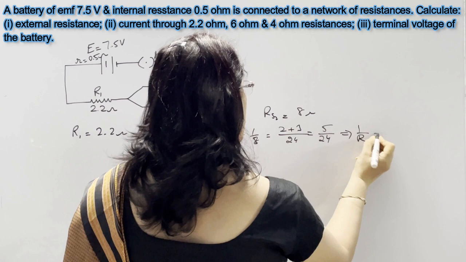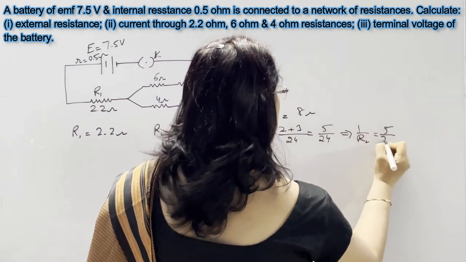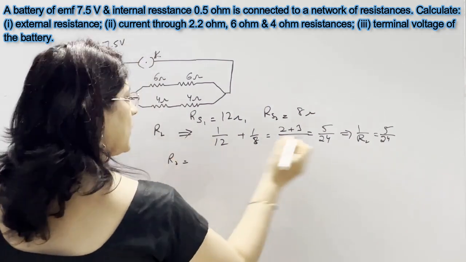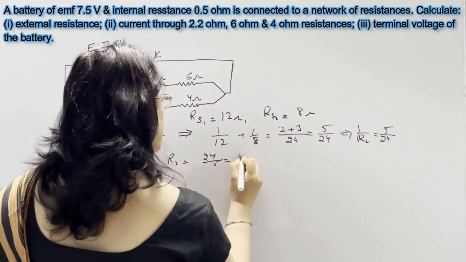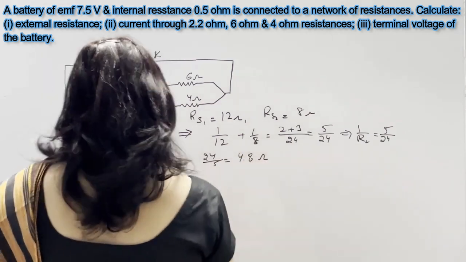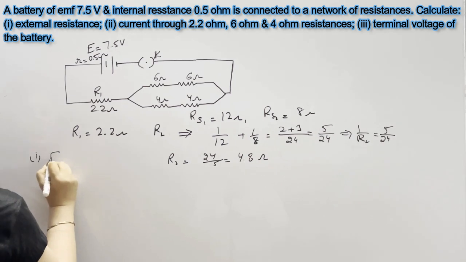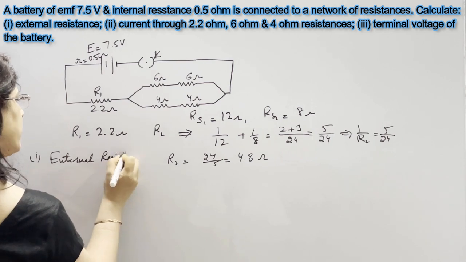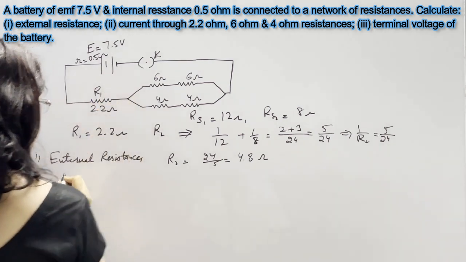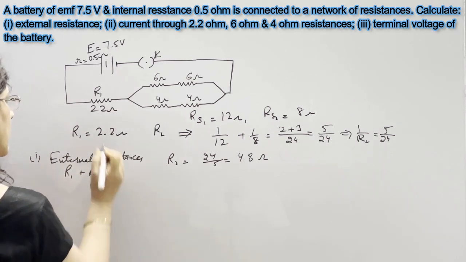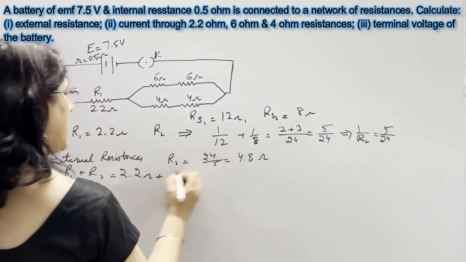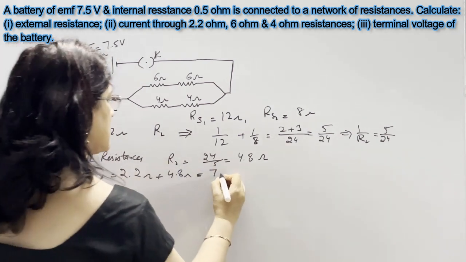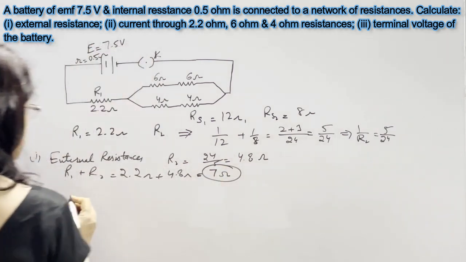It means 1 upon R2 is equal to 5 upon 24. So R2 is equal to 24 upon 5, it means 4.8 ohm. Now our first part is the external resistance in the circuit. It means the external resistance of these two, the series and parallel combination, R1 and R2. R1 is 2.2 ohm and R2 is 4.8 ohm. So the total combination of these external resistances is 7 ohm. So the answer of the first part is 7 ohm.